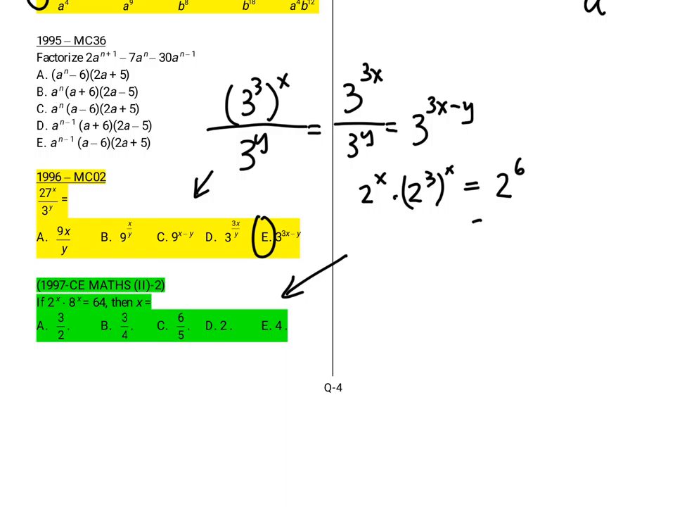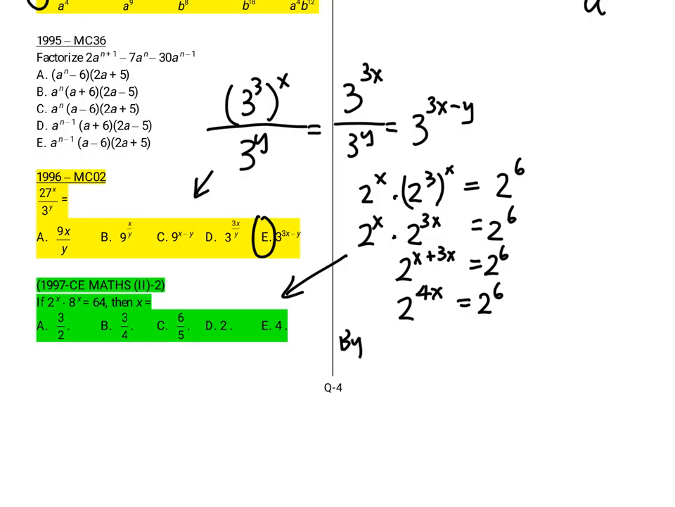Okay, you change it all to the same base, and then brackets, you deal with the bracket first. And then multiply means add together, so it would be x plus 3x, 2 to the power 6. And then you will have 2 to the power 4x equals to 2 to the power 6. So once again, by comparing the power, so you will have 4x equals to 6. So x would be equals to 6 over 4. So it would be 3 over 2. Okay, so this is method 1. And then another method. Okay, another method.